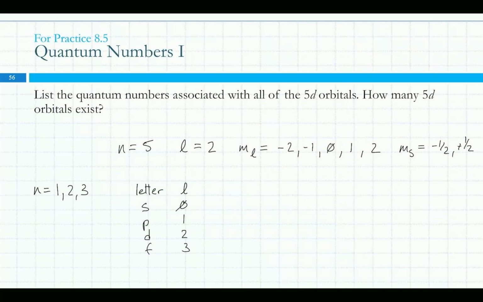And then for each of those, we're going to have m sub L. For S it's going to be 0. For P, it's negative 1, 0, positive 1. For D, it's -2, -1, 0, +1, +2. For F, it's -3, -2, -1, 0, 1, 2, 3. And for each of those, +1/2, -1/2.